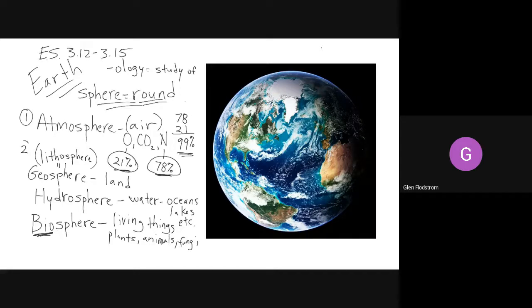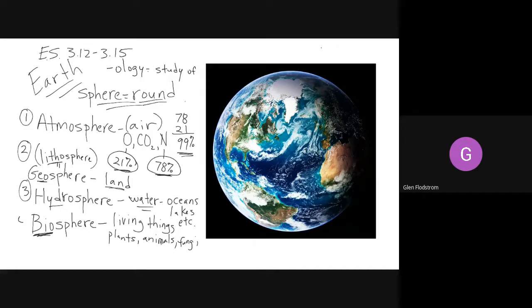The second one is the lithosphere or the geosphere. Lithos means rock, geo, earth. So these are the same, geosphere. This is the land portion. Number three, you have your hydrosphere. Hydro prefix means water, and sphere means round. So this is the water portion. This is all your oceans, lakes, etc.